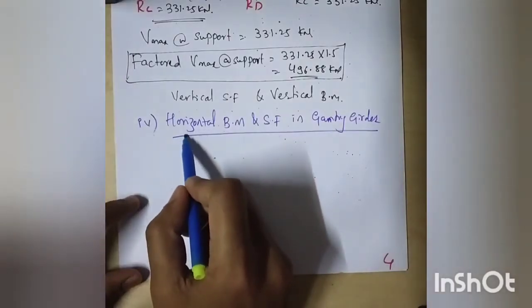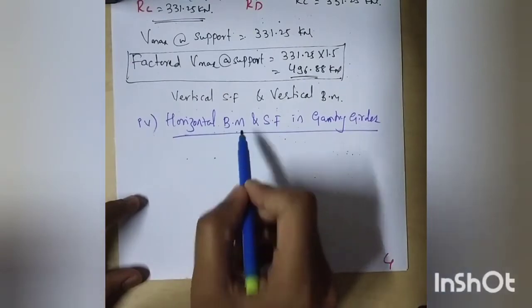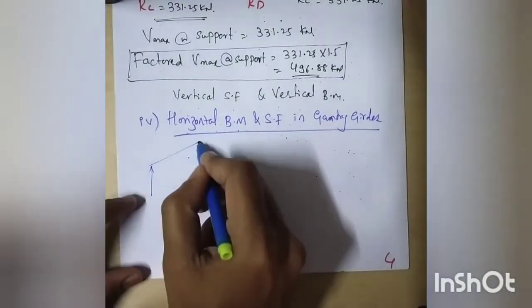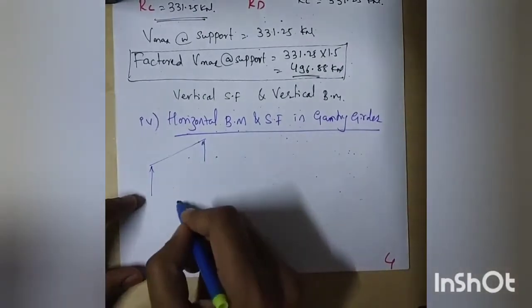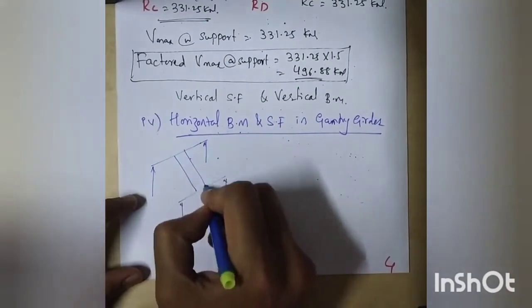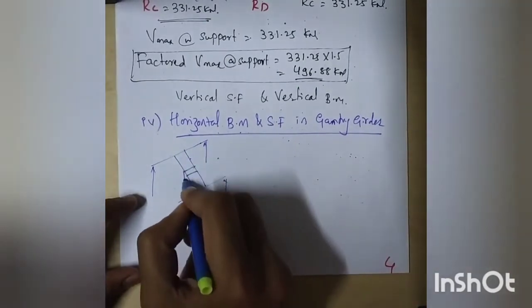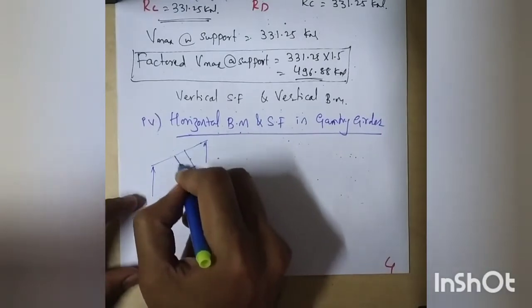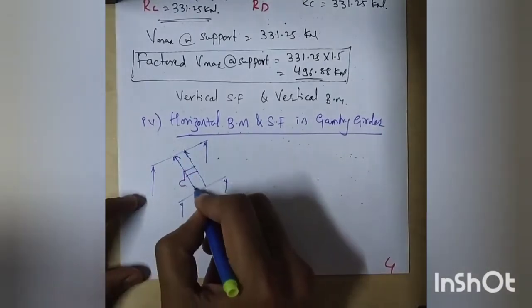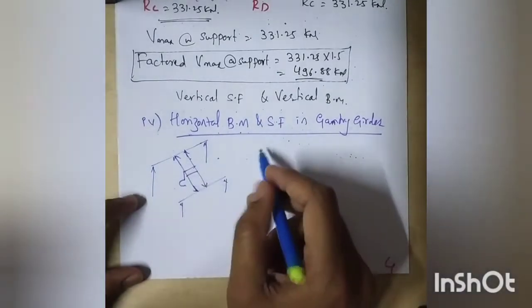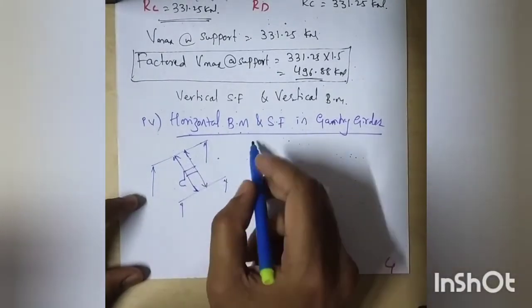In this video, we'll be calculating the horizontal bending moment on the gantry girder. So this was the gantry girder supported on the columns on either side, and this was the crane bridge. Because of the movement of the crane bridge, it is also causing horizontal loads on both the ends of the gantry girder, which means it is taken by the four supports.